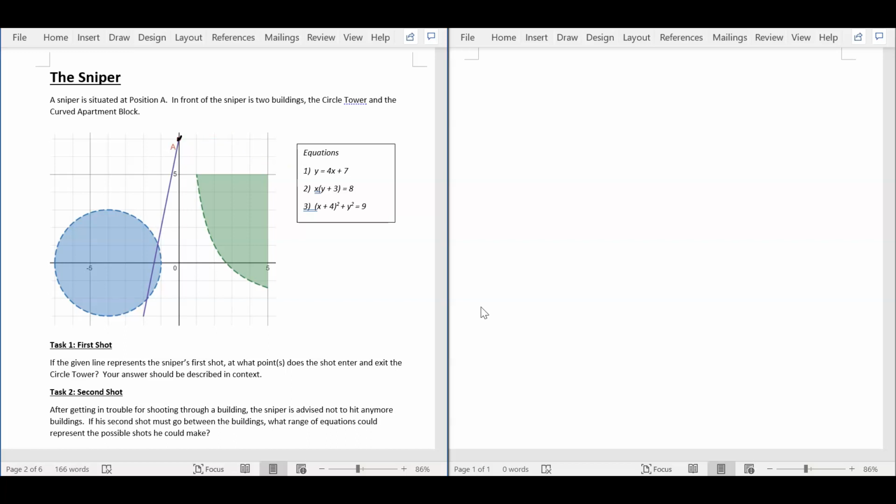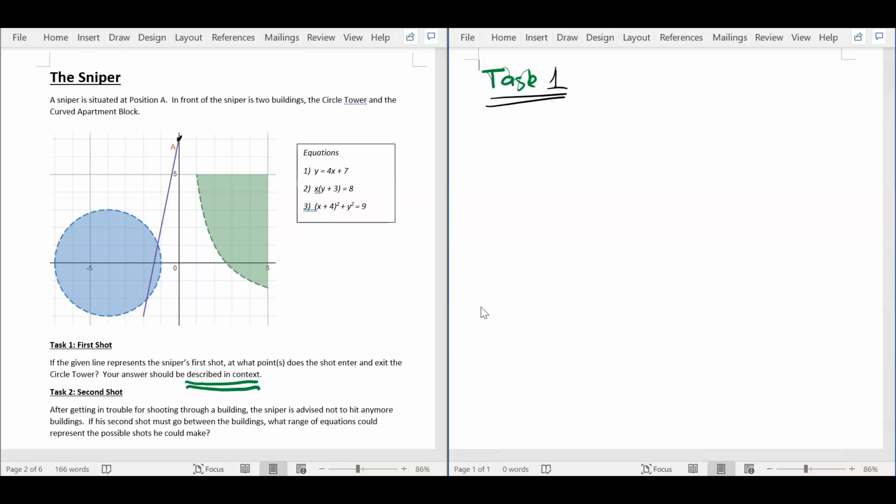If the given line represents the sniper's first shot, at what point or points does the shot enter and exit the building of the circle tower? Your answer should be described in context. So underline, describe in context. If you don't describe, you won't be passing. So let's get into the maths behind this. So task number 1.